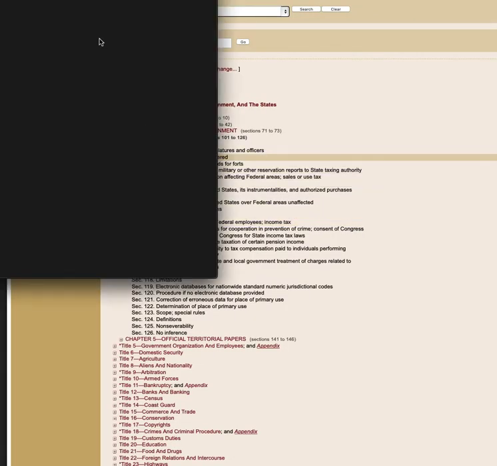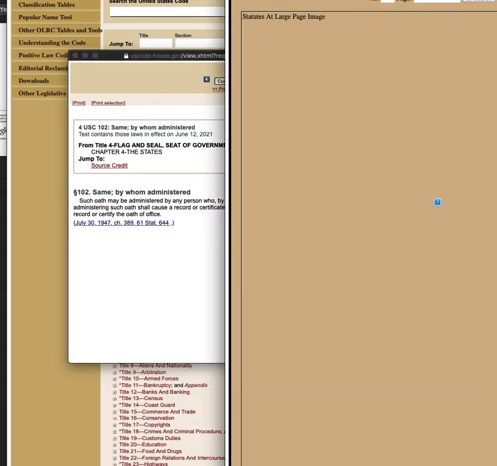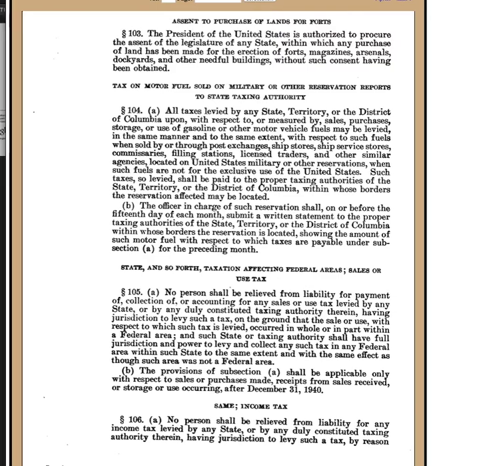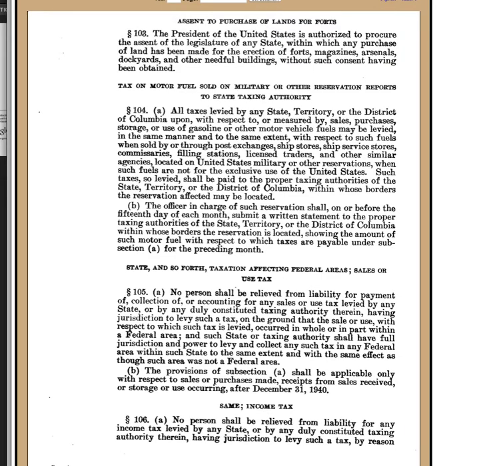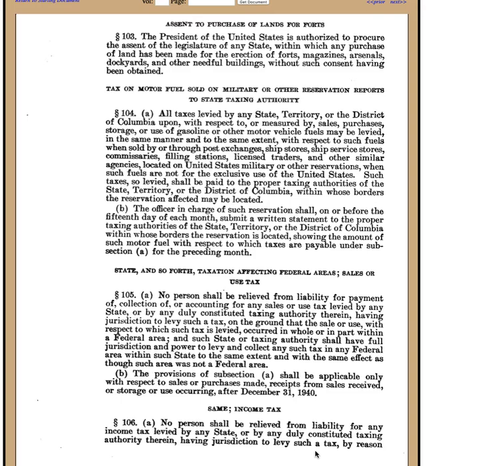So they're fairly recent. See, this was the 47. Okay, so state and so forth, taxation affecting federal areas, sales or use tax. Income tax was for the federal employees. Okay, and I showed you that from the 39 code in a previous video. The 1939 statute on taxation, income tax, was for the federal officers and employees.